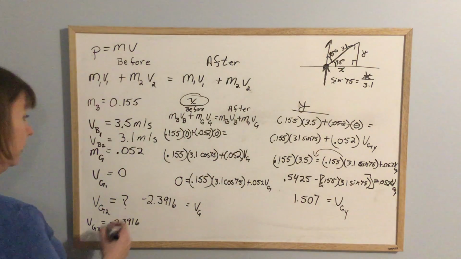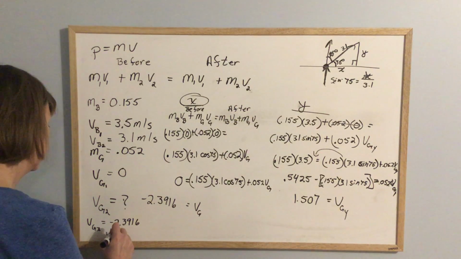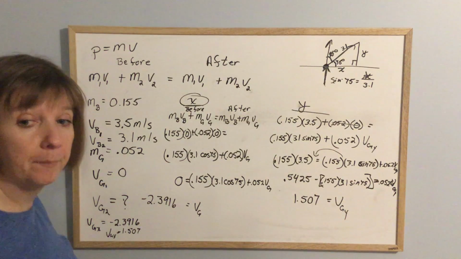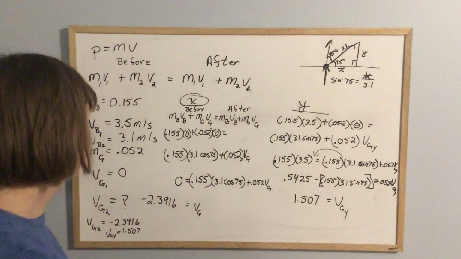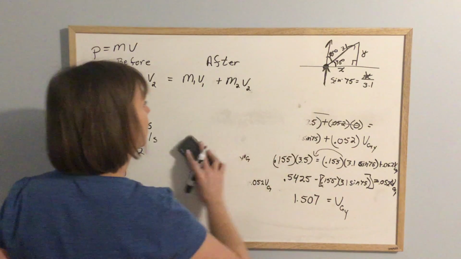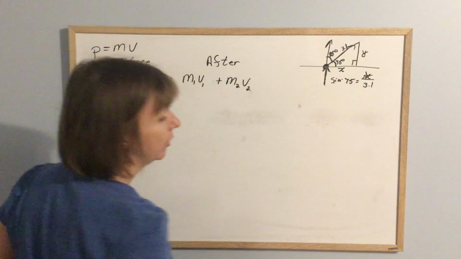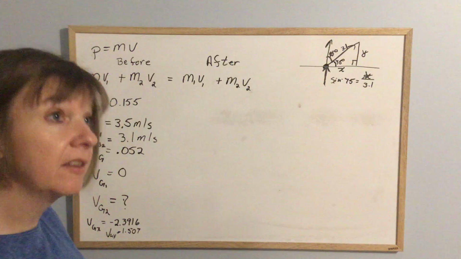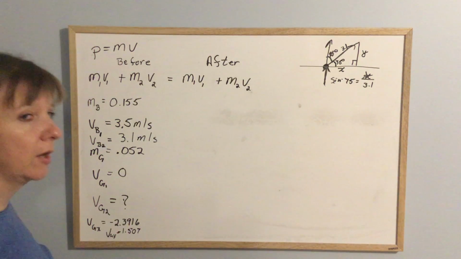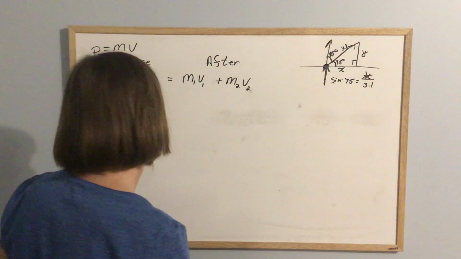So I have no space. So VGY is 1.507. I need that, but I have to erase this. I'm putting it over there. All right, so now that I have that all figured out, I need not the components of the velocity, but I want just the velocity of the golf ball after this collision. So if I know the x component and I know the y component, I can use Pythagorean theorem and I can figure that out.